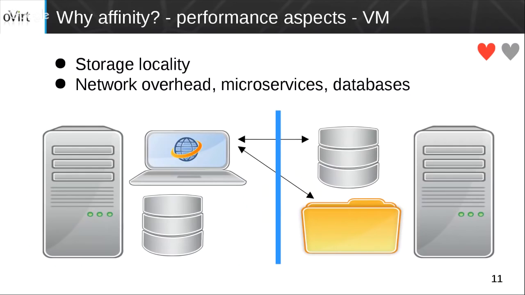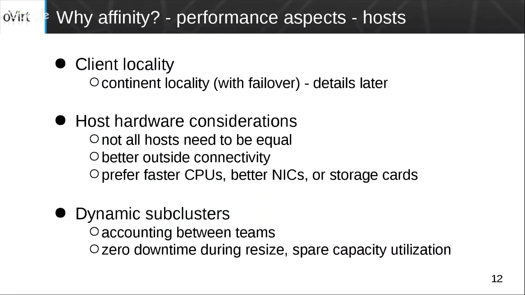In terms of performance aspects, we want to keep VMs, according to their functionality, close to the best fitting resources. We can use VM to host soft or strong affinity, affinity to hosts that are close to the gateway, for example, for low latency, or affinity to a data center for faster reads from the DB, for example. Again, in terms of performance aspects, client locality, we have an example later on with failover.